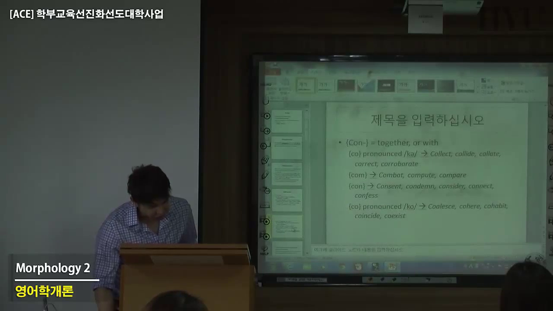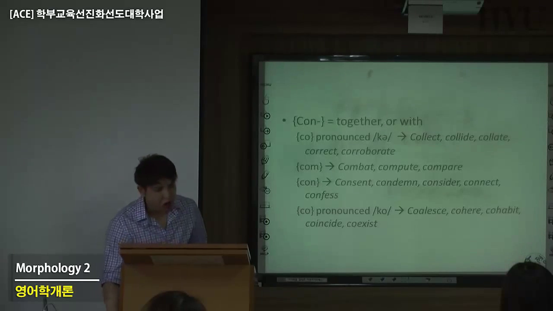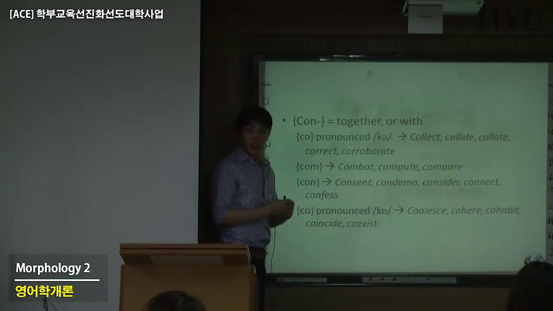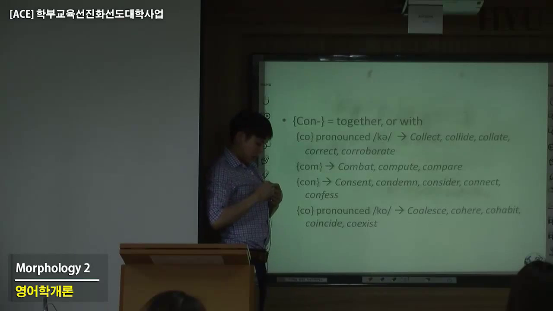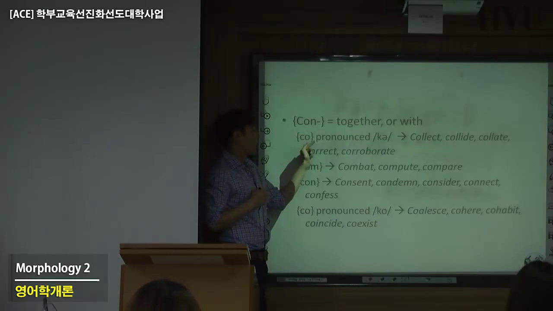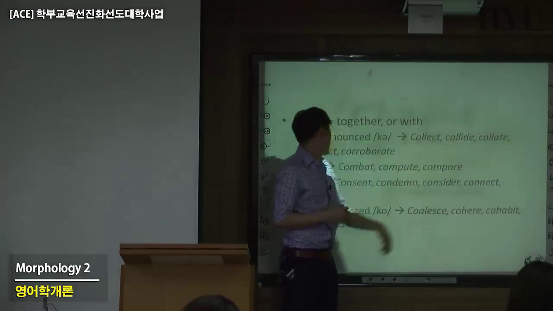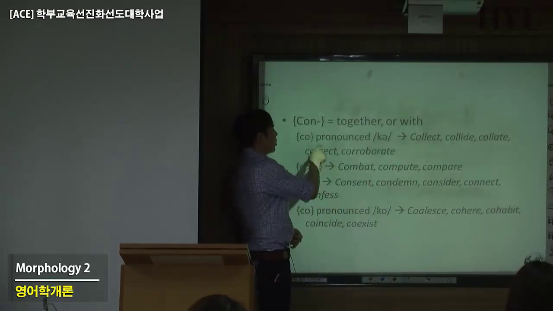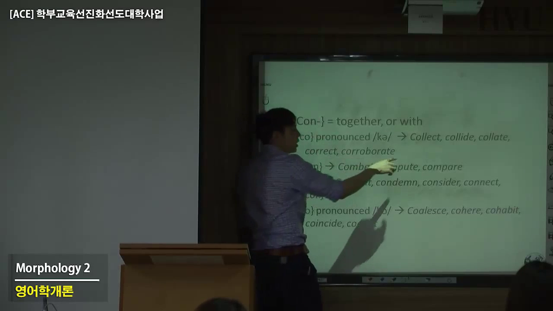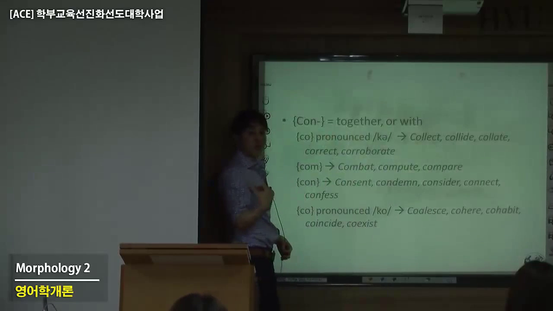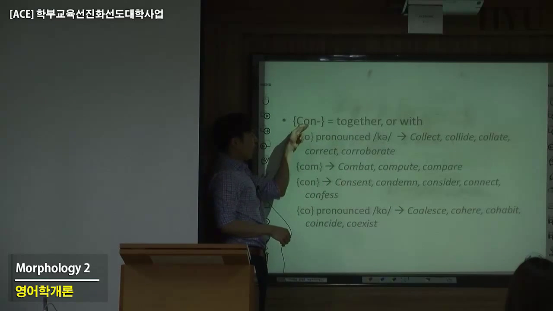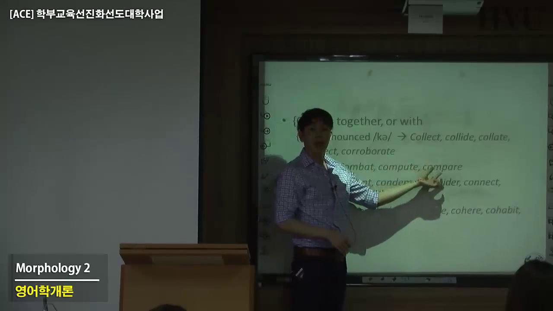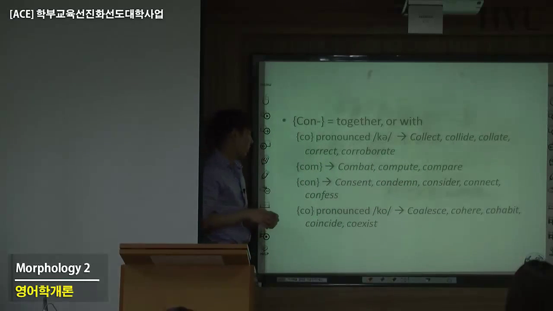And then what else do I have? Con is another example. Con means together or with, right? But it will change into different allomorphs depending on the position. Con changes to co, pronounced ka, as in collect, collide, collate, correct, collaborate, and so on. Why is that? Same reason as the in. So the n is kind of deleted when you see the L and the R, just same as what we saw before, right? And then con changes to com before B, P, and M. Combat, compute, compare. Same thing, bilabial sound. Okay, assimilation.